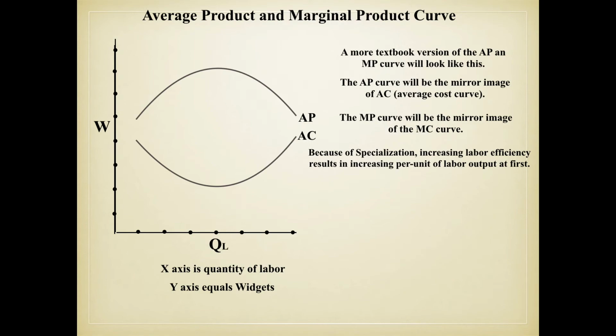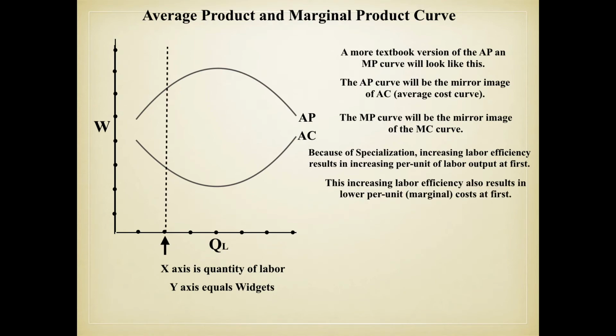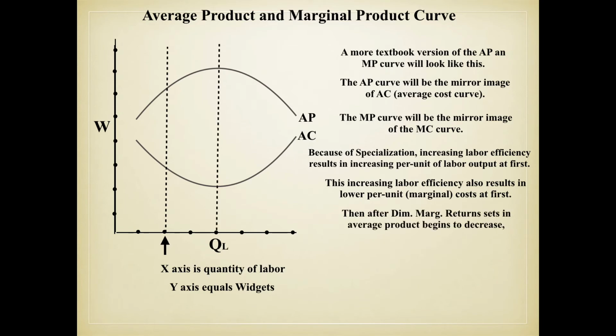Because of specialization, increasing labor efficiency results in increasing per unit labor of output at first. This increasing labor efficiency also results in lower per unit marginal costs at first and lower average costs. Then after diminishing marginal returns set in, average product begins to decrease and average costs begin to increase accordingly.